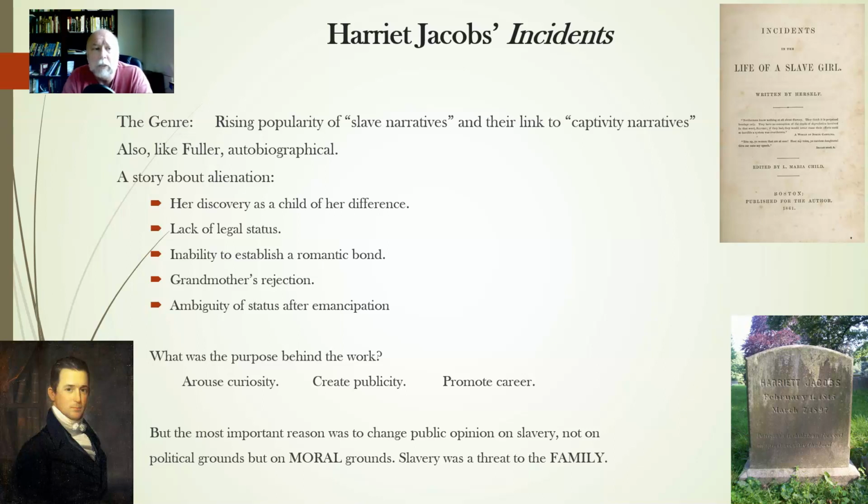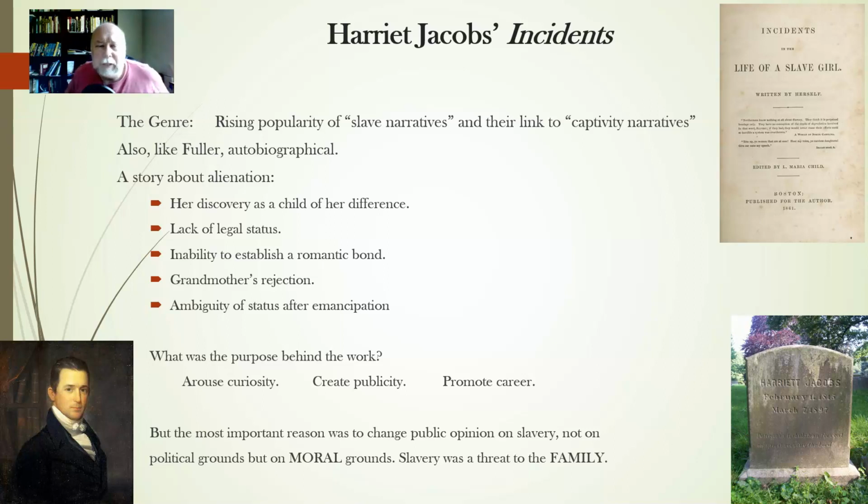The idea that you could sell someone's children from them. Someone has 3 or 4 children and you just decide you're going to sell them and then they may never see them again. The very idea of that is just so alien to us today, that you're not able to establish, in many cases, a permanent romantic bond with a partner to have children. And you see this in the story.